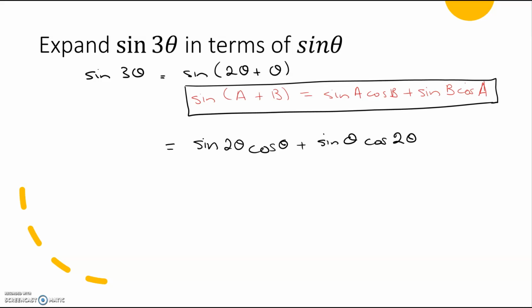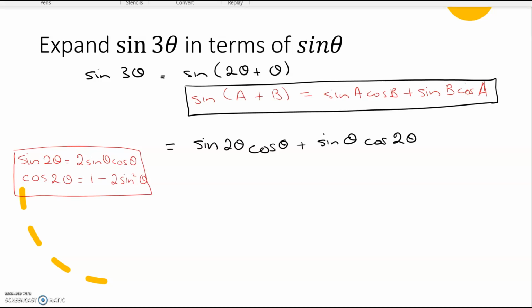Now, that's not terribly helpful just yet, but if we use a couple of other trig identities, I'll write them over here. If we use that sine 2 theta is equal to 2 sine theta cos theta, that's one we're going to use. And then the other one that we're going to use is to deal with the cos 2 theta, which is 1 minus 2 sine squared theta. So we're going to use those. They're on your formula sheet, in a textbook, wherever.